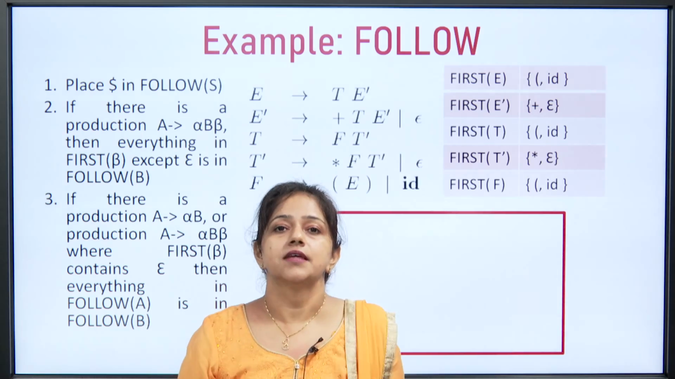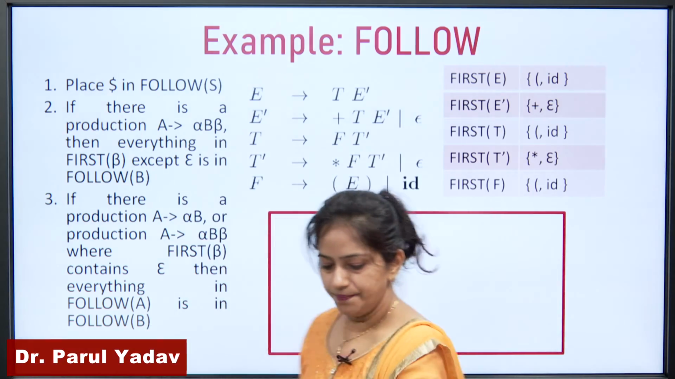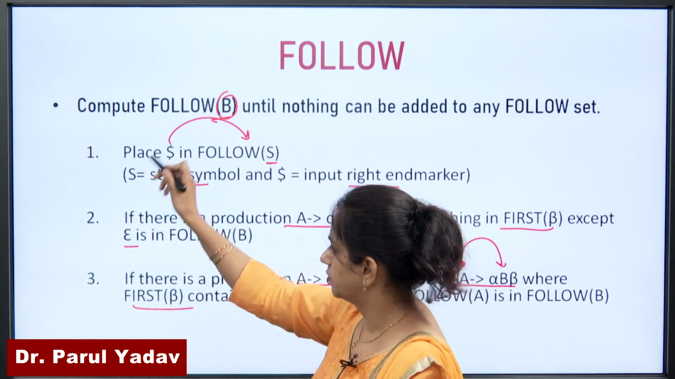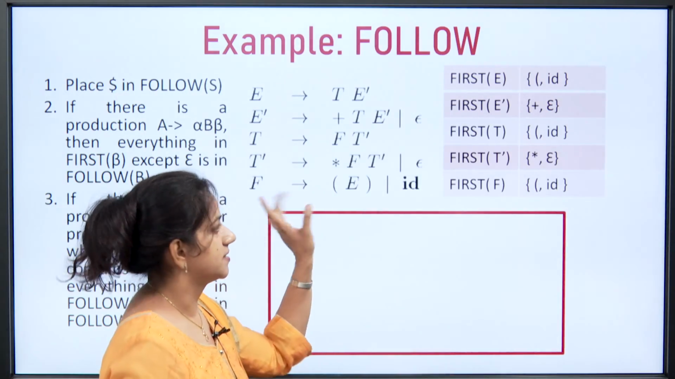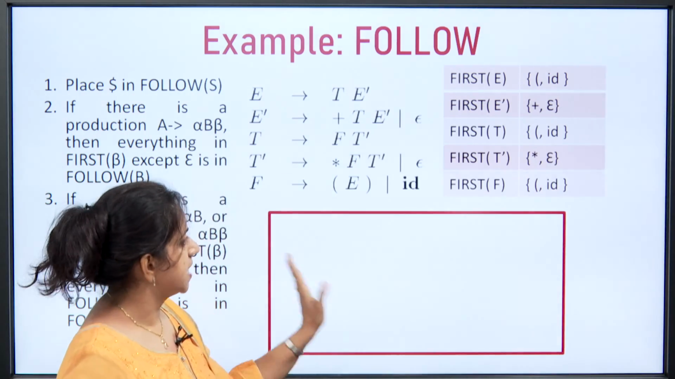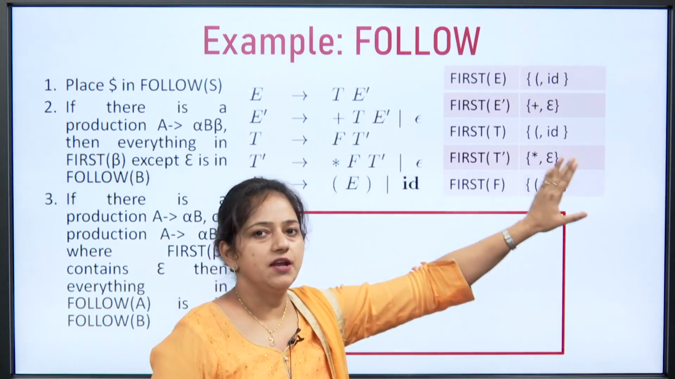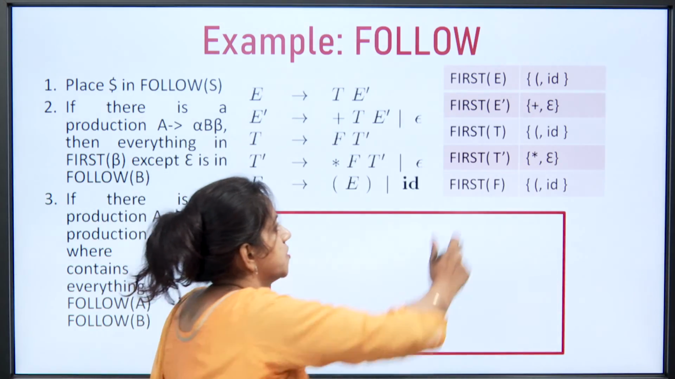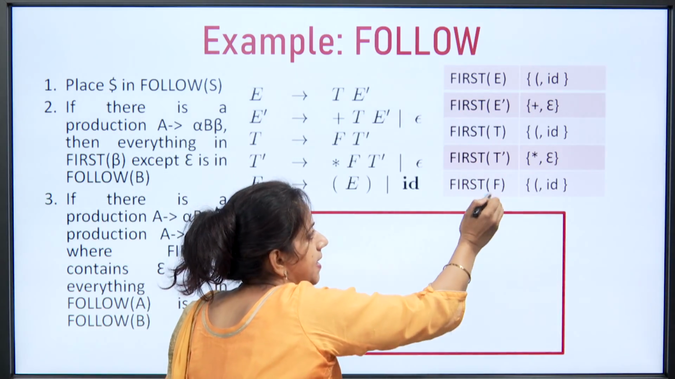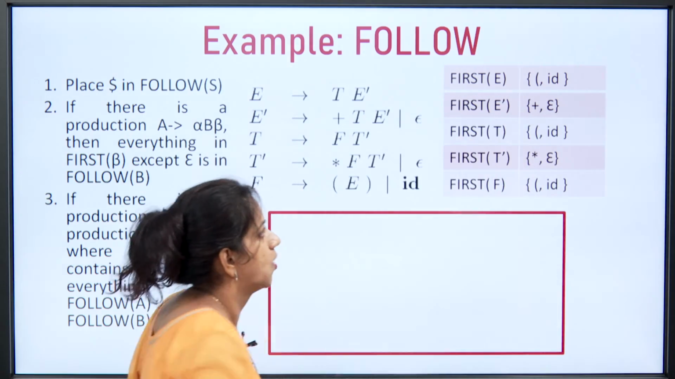Now we will see this example with these steps. I have already copied the 3 steps of the algorithm. This is the grammar, the same grammar we have. For obtaining follow, first we need to obtain first, and first we have already obtained. So here we have first of E, E prime, T, T prime and F. This we have already obtained.